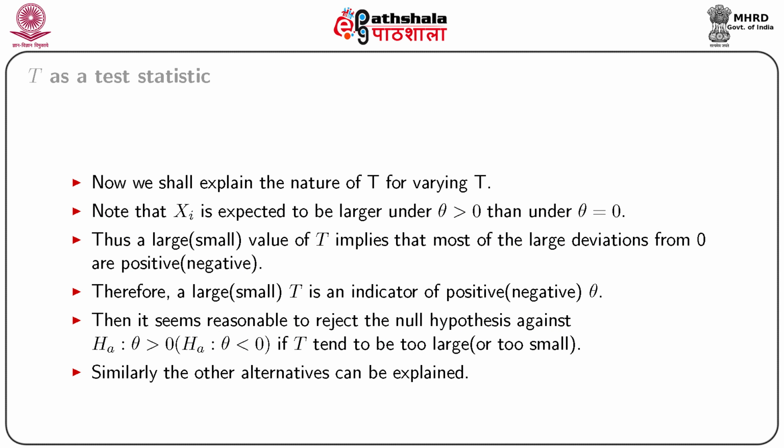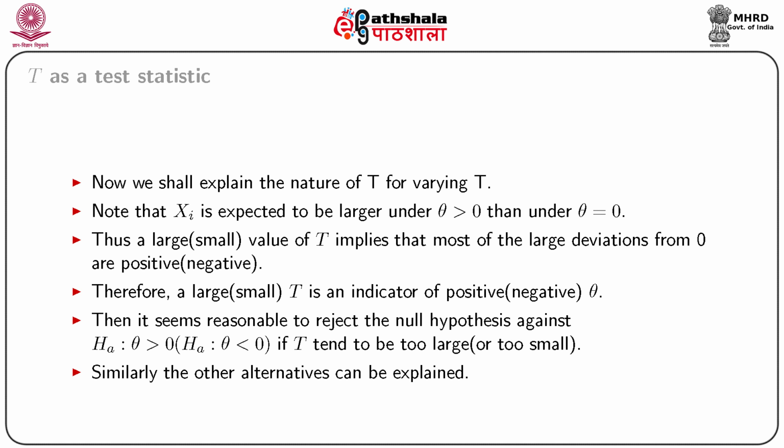Now, we shall explain the nature of T for varying theta. Suppose theta greater than 0. Then xi's are expected to be larger under theta greater than 0 than under theta equal to 0. Actually, most of the zi's are expected to be larger in such a case, that is when theta is greater than 0. Thus, we get a large T in this case.